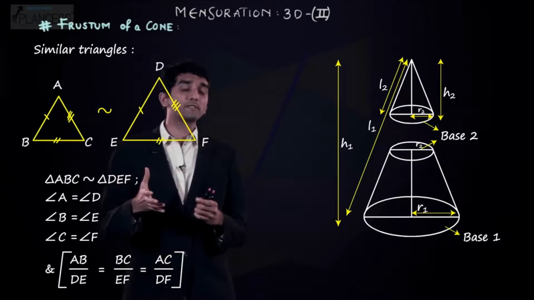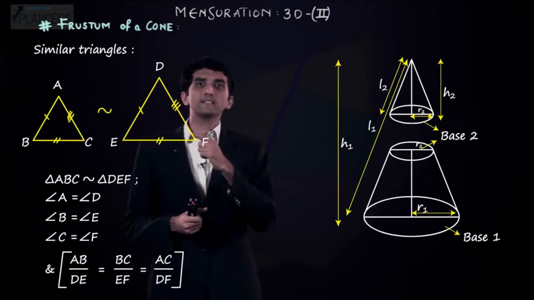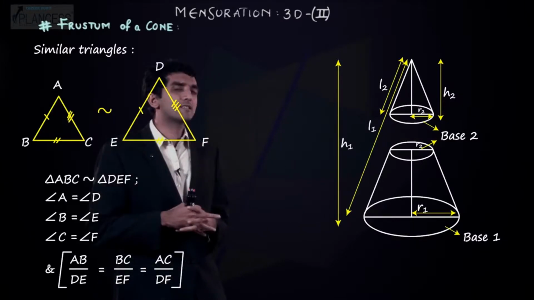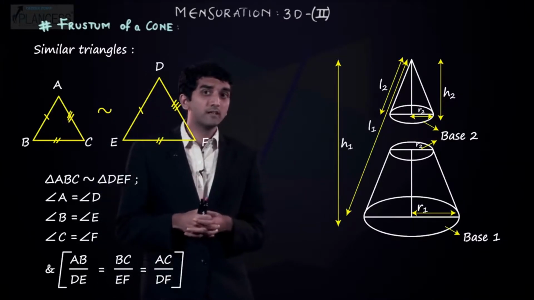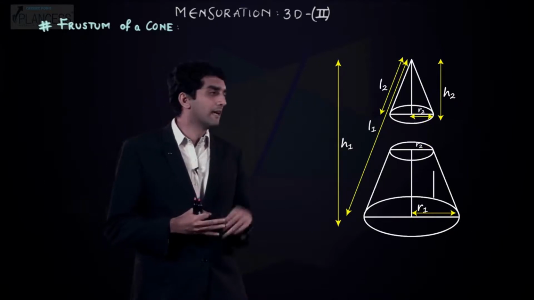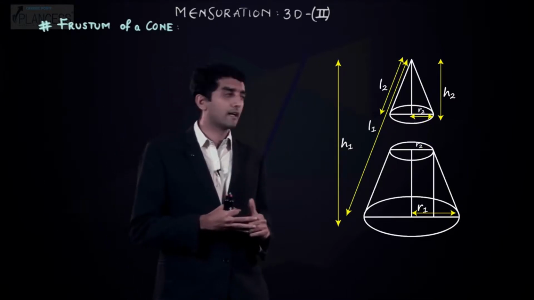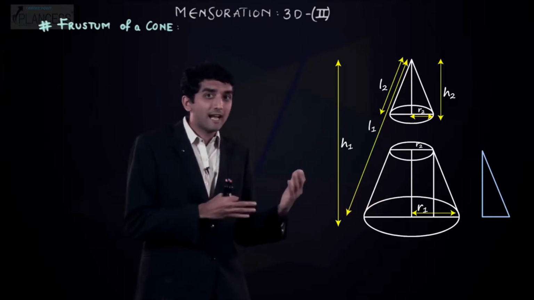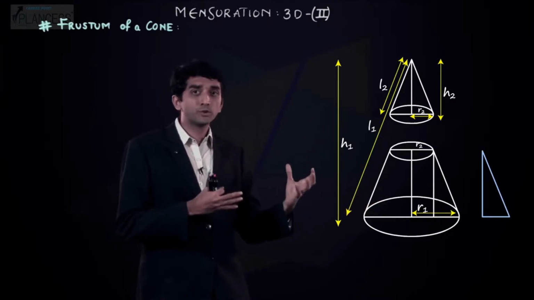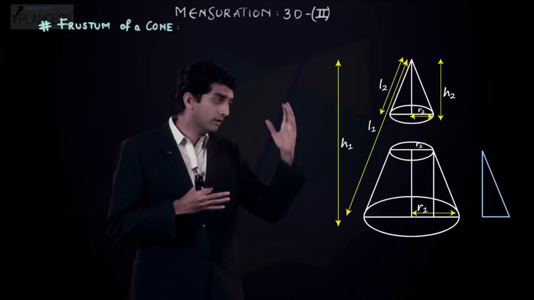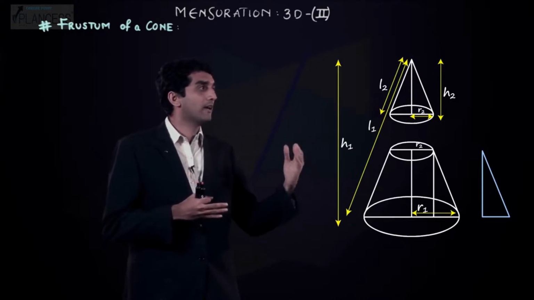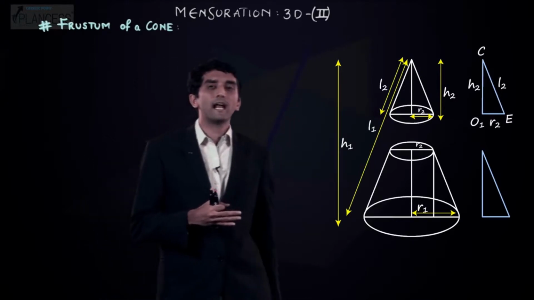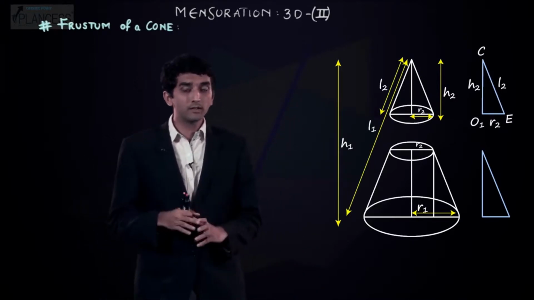So that is what happens in similar triangles, and this is the concept, my dear friends, which we are going to apply here. So now let's try and figure out the two similar triangles that we are going to get here. And these are the two similar triangles. The bigger one, which is the right angle triangle used for the original big cone, and the right angle triangle for the smaller cone. These two right angle triangles are similar to each other.